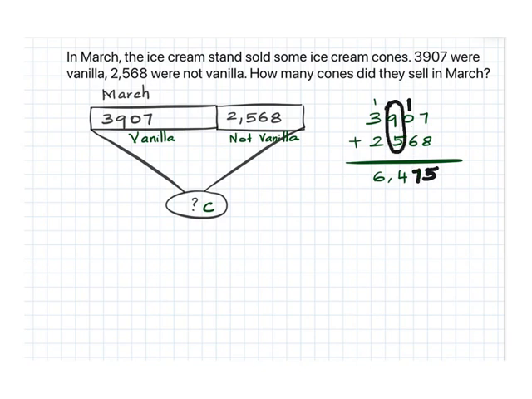And then 9 plus 5. What is 9 plus 5? 9 plus 5 is 14. So 4, write the 4 below and 1 up there. Then again, add 1 plus 3 plus 2. We know 1 plus 3 plus 2 is 6. So let us write 6 down here. Okay, so the answer is 6,475.